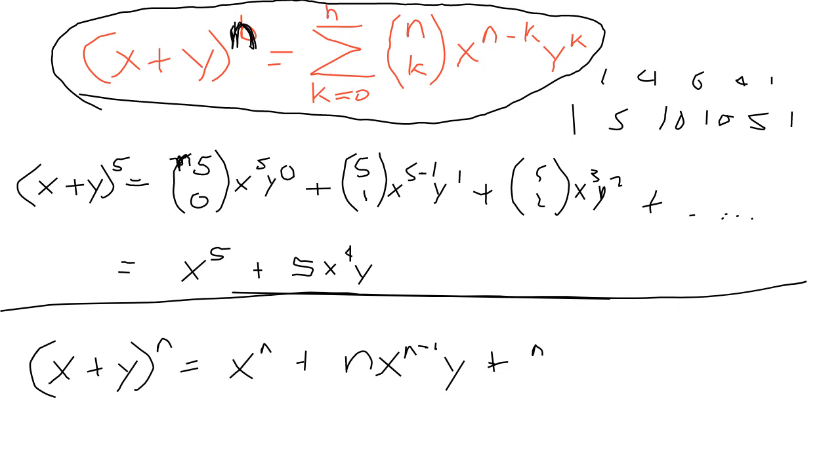So it's n times n minus 1 over 2 times x to the n minus 2, y to the 2. And after that, I'm just going to go right up to the end: plus, plus, plus, plus n times x, y to the n minus 1, plus y to the n.